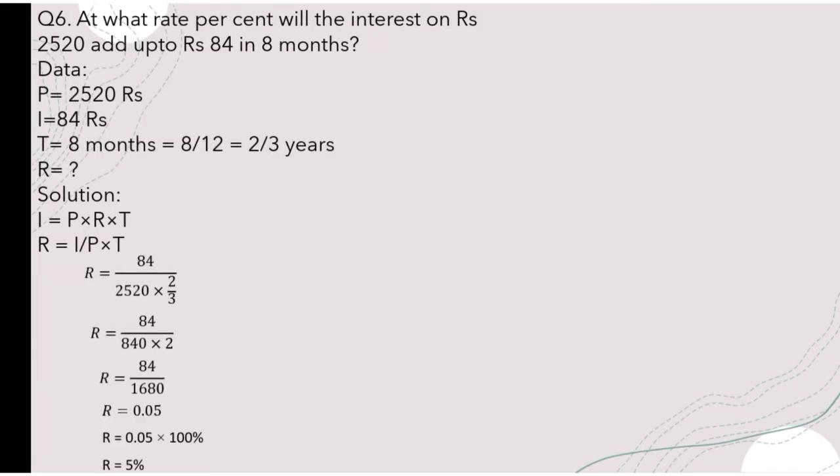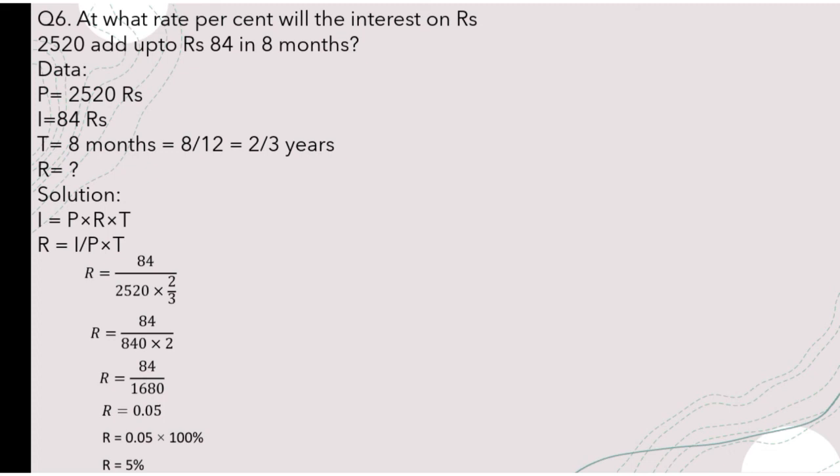Now question number 6 is: at what rate percent will the interest on rupees 2520 add up to rupees 84 in 8 months? So basically in this question we are going to find the rate. The principal is known, which is 2520. Interest is known, which is 84 rupees. Time is given, which is 8 months, but we need to convert the time into years first. In 1 year there are 12 months, so we are dividing 8 by 12. After cancellation it becomes 2 by 3 years.